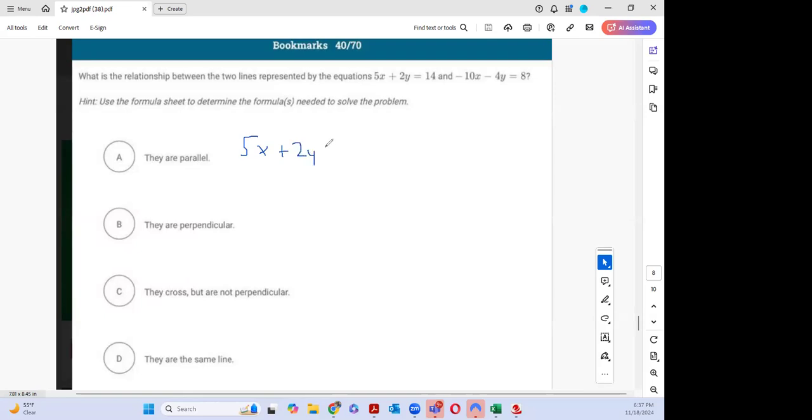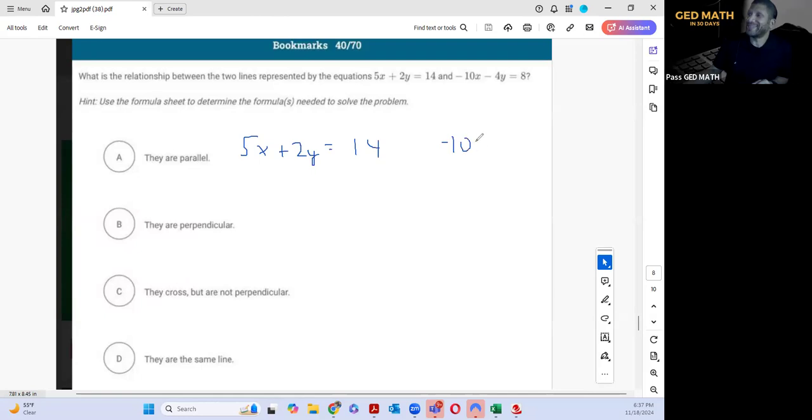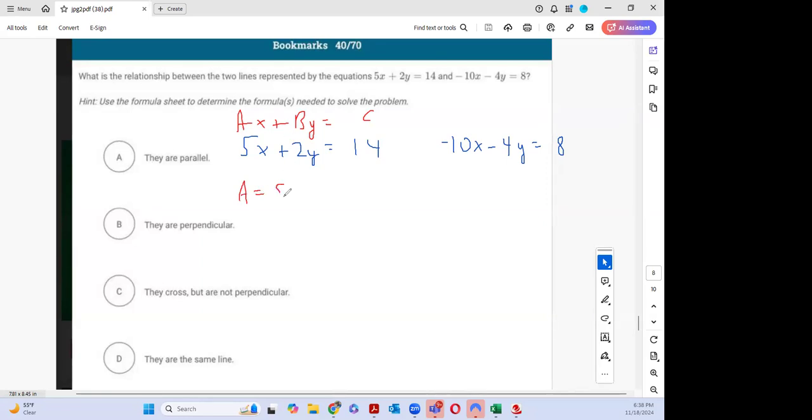Standard form. So both equations are in standard form. What I would advise you to do is, as you're writing them down, write "standard form" right over top of it. So we know A is what for the first equation? 5. B is what? 2. C is what? 14.